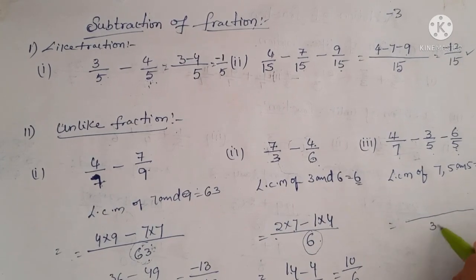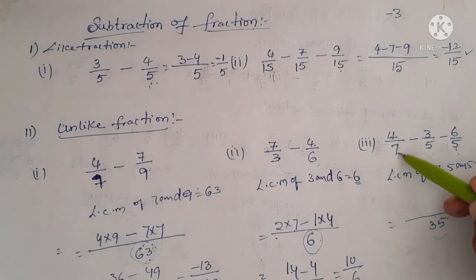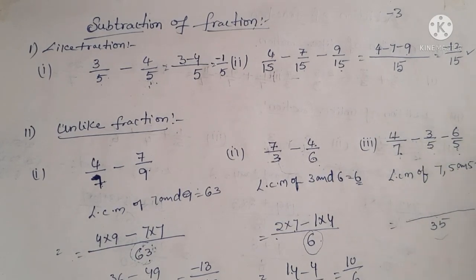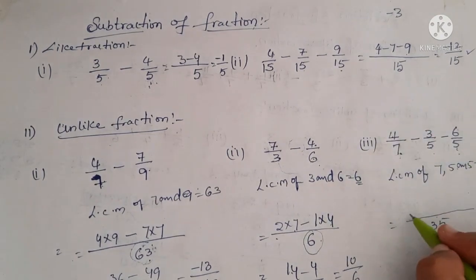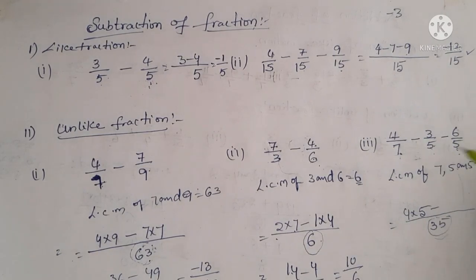Right here, 35 in the denominator place. And now 35 is divided by 7. What will you get? 7 5s are 35, so you will get 5. So 5 is multiplied with 4. Right here, 4 into 5. And now 35 is divided by 5. You will get 7, because 5 7s are 35.